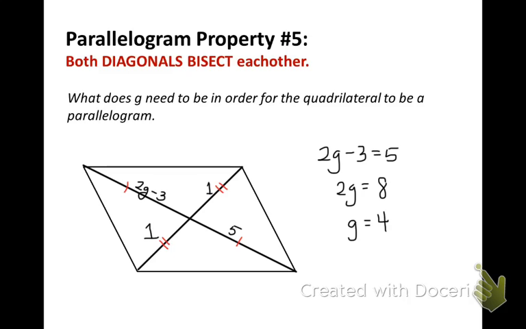Questions on that particular property? Yeah, so I set 2G minus 3 equal to 5. So if you plug in G as 4, you get 2 times 4 is 8, minus 3 is 5. Got it? Okay.